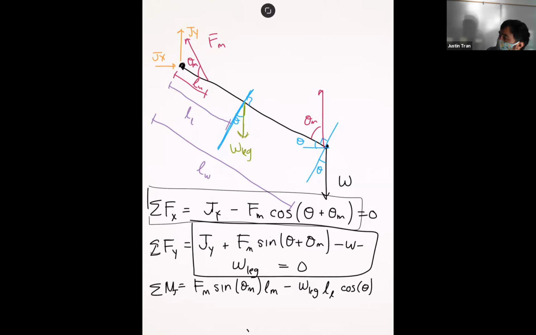Then we have the perpendicular component of the leg weight. We only want this component right here, because that's perpendicular to the leg itself. That's going to be W leg times cosine of theta, because theta is this angle right here, times the length, which is LL. Then we subtract out the moment contribution from the ankle weight, so this can be minus W, again with cosine theta, times LW. And all this is equal to 0.